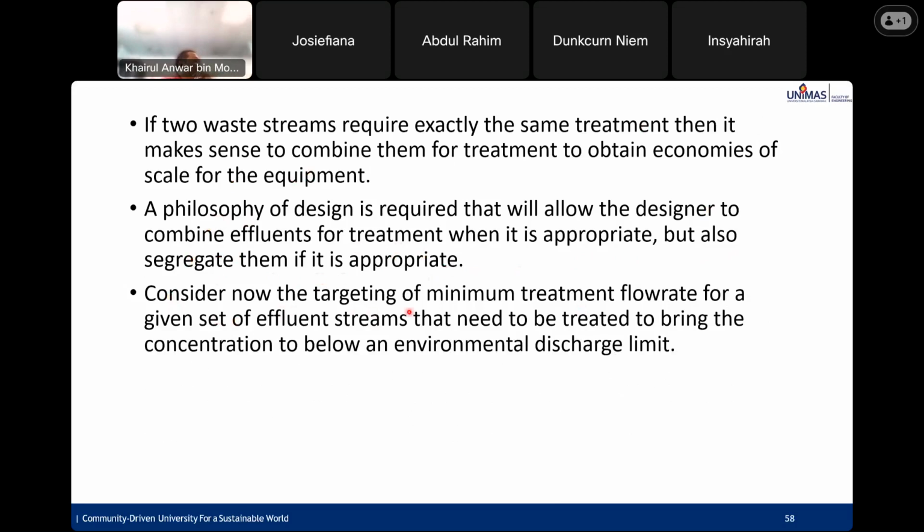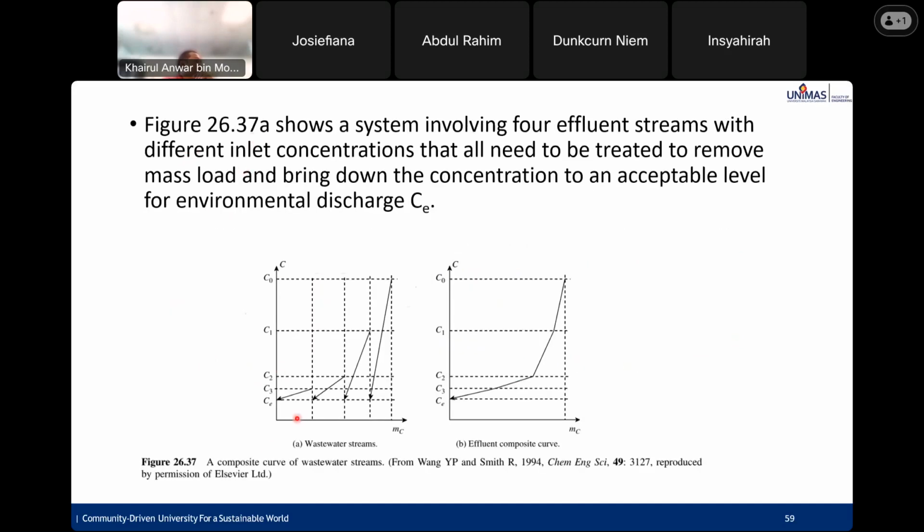Consider now the targeting of minimum treatment flow rate for a given set of effluent streams that need to be treated to bring the concentration to below an environmental discharge limit. Figure 26.37a. So this is a composite curve for wastewater, from C0 to C equilibrium, CE. It shows a system with four effluent streams with different inlet concentrations that need to be treated to remove mass load and bring down the concentration to an acceptable level for environmental discharge, CE.